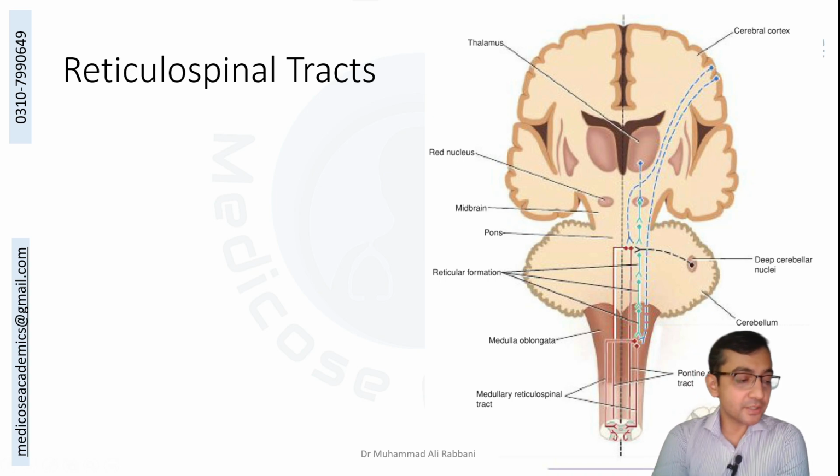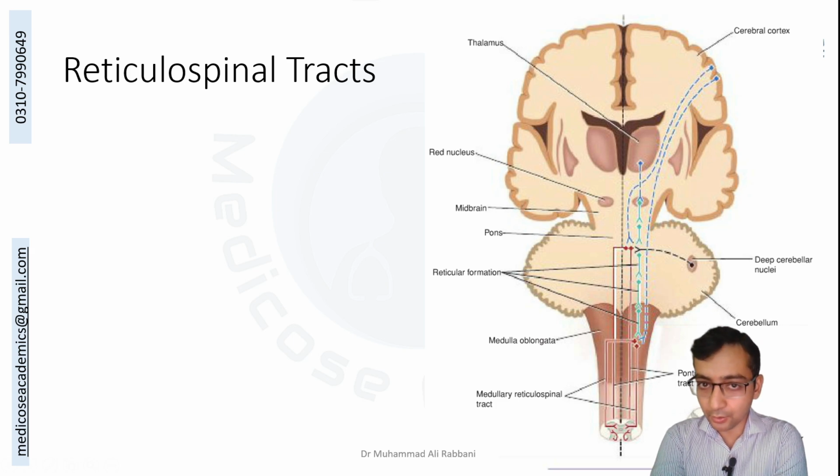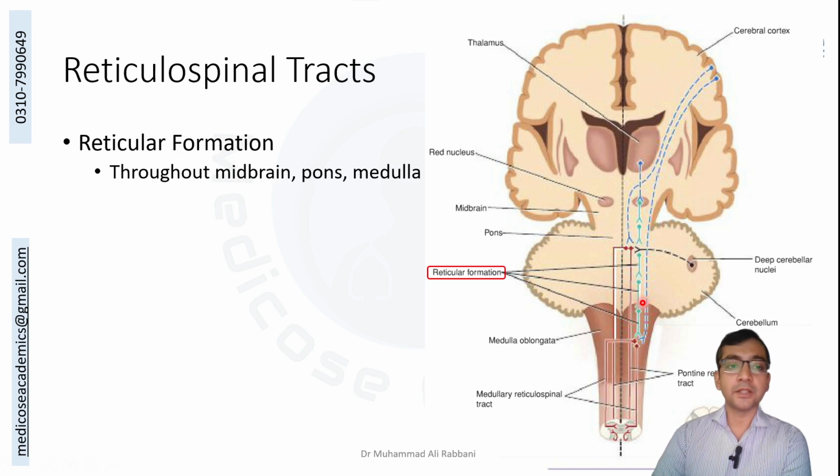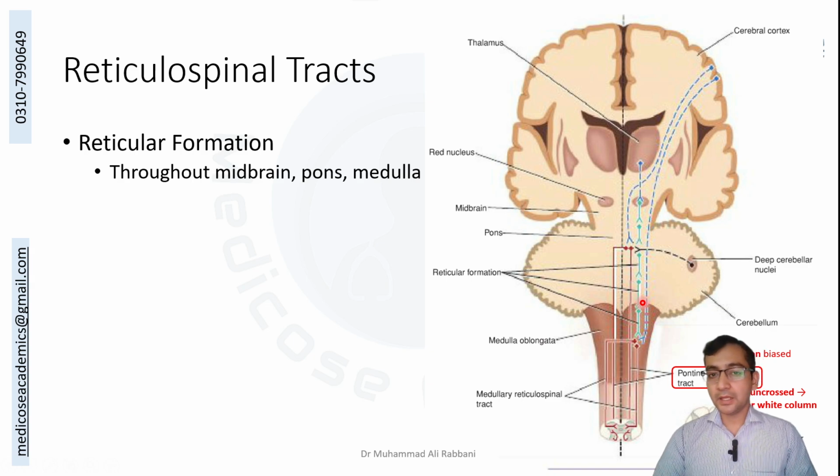And we will be using this picture from Snell's neuroanatomy for the descending tracts, the reticulospinal tracts. These are the tracts that are going from the reticular formation downwards. The reticular formation here is shown in this series of green colored axons. So this is an interconnected meshwork of axons going all the way down the brainstem. The tract runs all the way through the medulla oblongata, pons and midbrain.